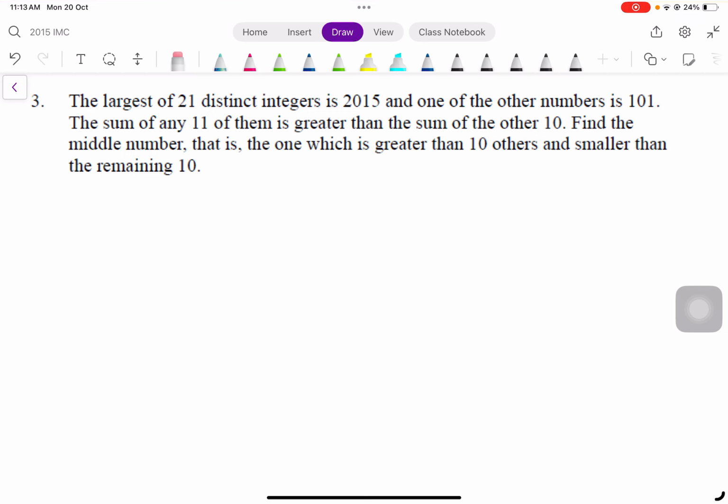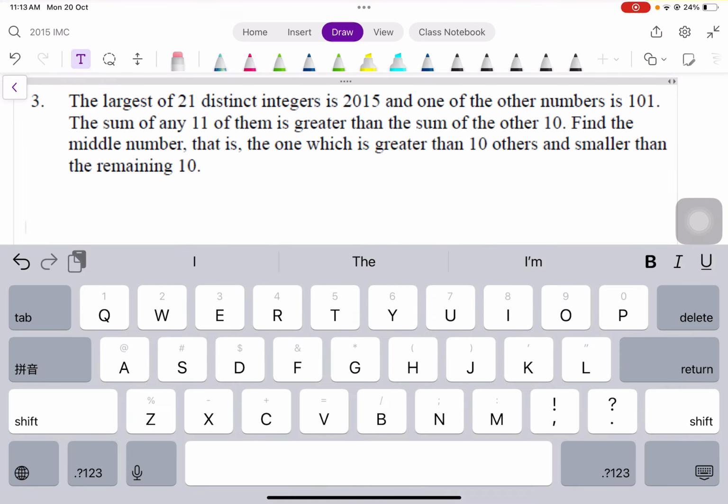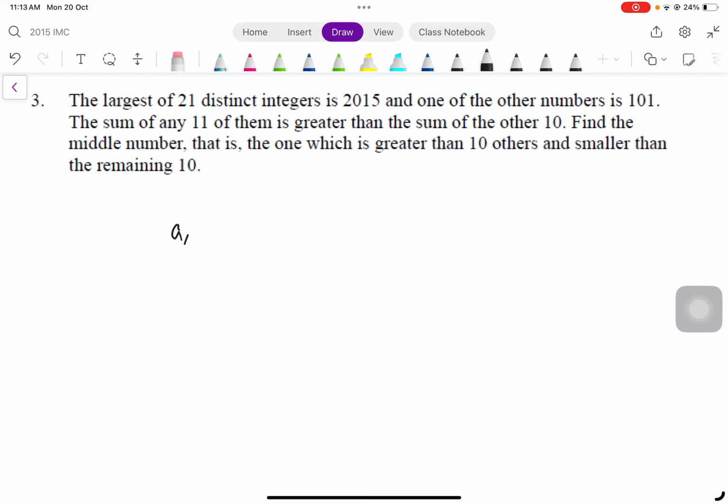Therefore, I think we can denote the 21 numbers like this: starting with A1 followed by A2, we arrange them in ascending order. Then this is A3, and you go all the way to A20, and then A21. The largest is A21. Therefore, you can assume that A21 is 2015, because that's the largest. 101, we don't know where 101 is. Now we look at the gap.